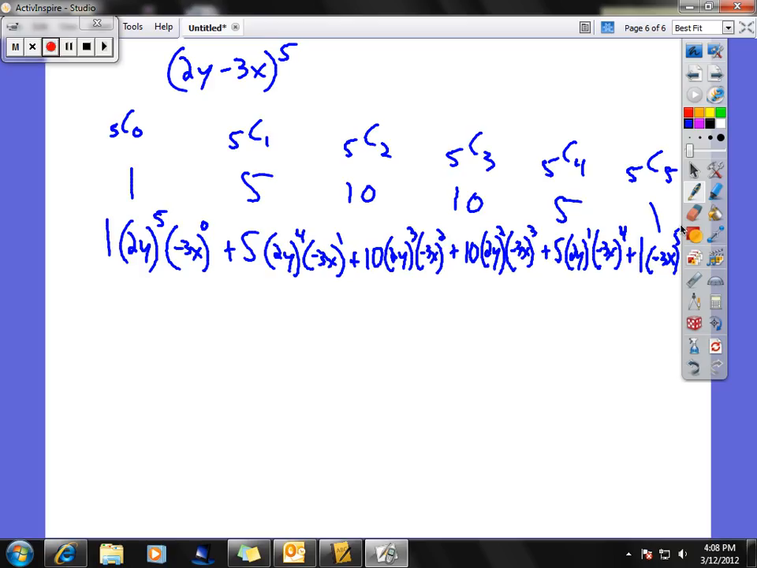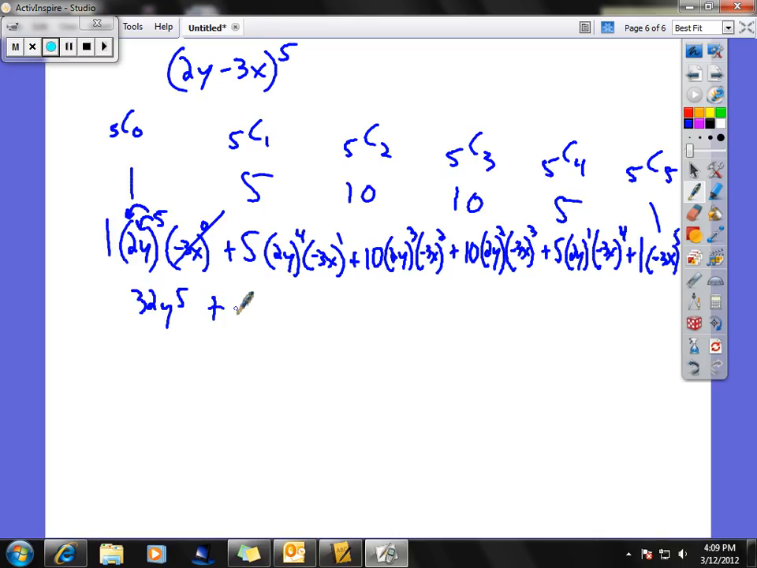So 2 to the 5th is 32. This negative 3x to the 0 we can cancel out because anything to the 0 is 1. So this is 32y to the 5th. This 5th power gets distributed to both the 2 and the y. So 2 to the 5th is 32, y to the 5th. That's good for that one.